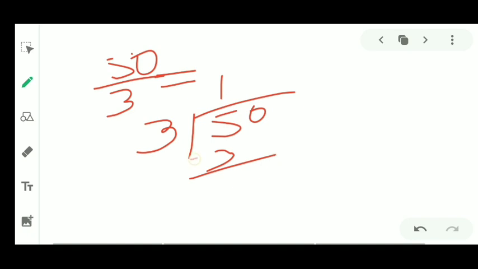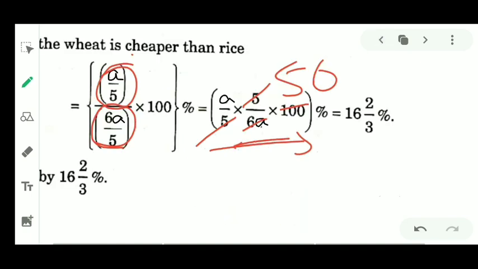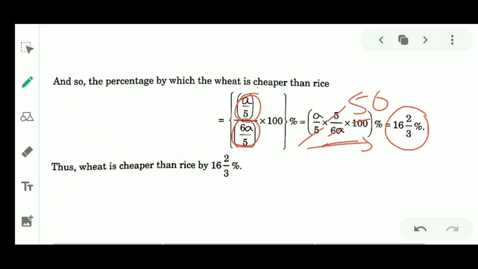Okay, this is an improper fraction. So first you have to convert the improper fraction into a mixed fraction. So 50 divided by 3: 3 1s are 3, 5 minus 3 is 2, 20; 3 6s are 18, 20 minus 18 equals 2. So the mixed fraction will be 16 whole 2 by 3%. Clear? So the wheat is cheaper than rice by 16 whole 2 by 3%.